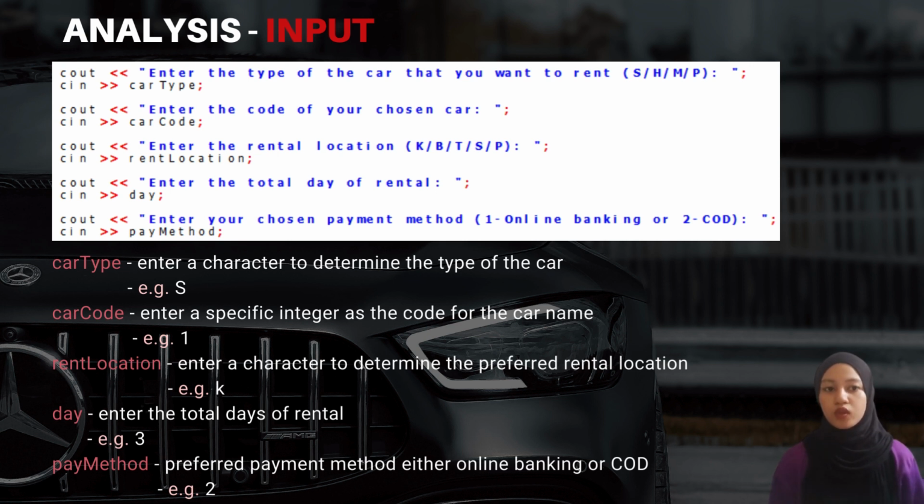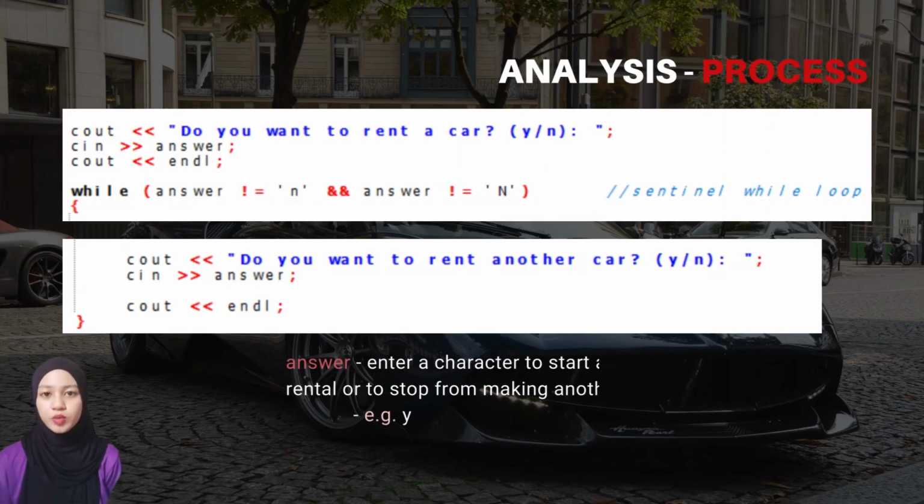The character entered can also be in either upper or lower case. The variable day is to store the total days the car will be rented. For example, the user can enter 3 if they want to rent the car for 3 days. And lastly, pay method, which is to determine the preferred payment method. The user can enter either 1 for online banking or 2 for COD. We proceed to the analysis process.